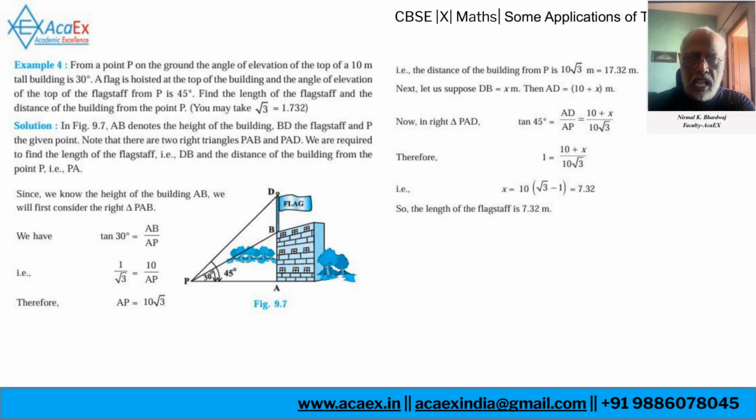This gives the length of the flagstaff as x equals 10 times (the square root of 3 minus 1) meters, which is approximately 7.32 meters.